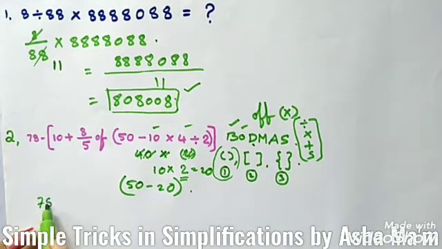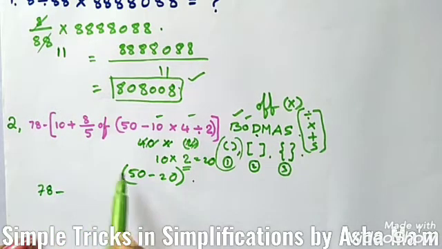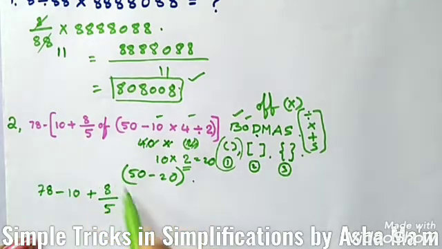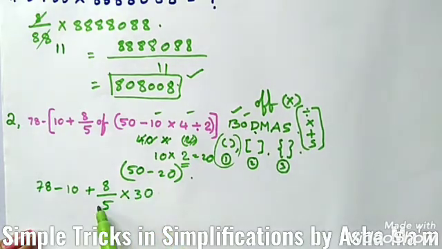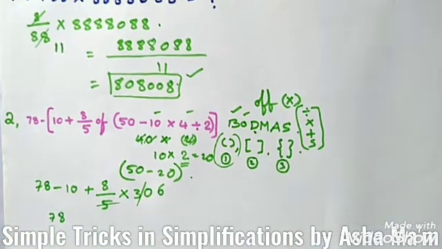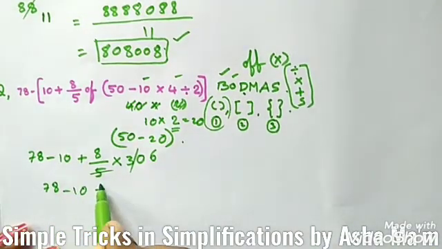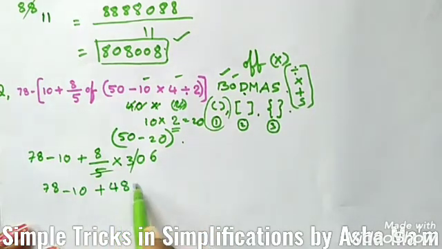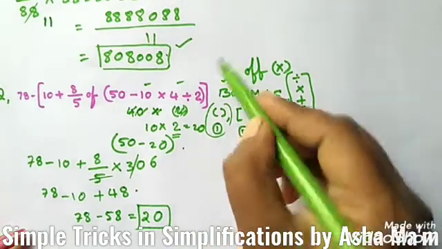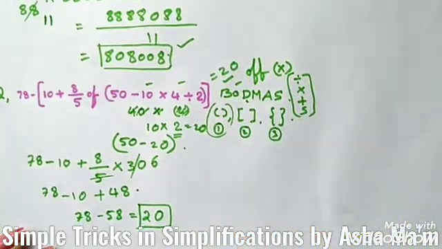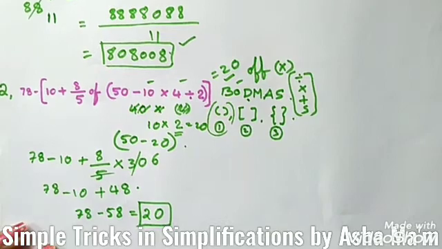Now students, 78 minus 10 plus 8 by 5 of, which means into. Here how much do you have? 30. So directly these 5 will be cancelled in this 6 times. Now 78 minus 10 plus 8 6s are 48. So 78 minus 58 is equal to 20. So this is the answer, equal to 20. Right? Let us see the third question.